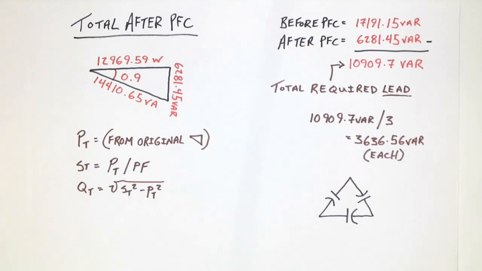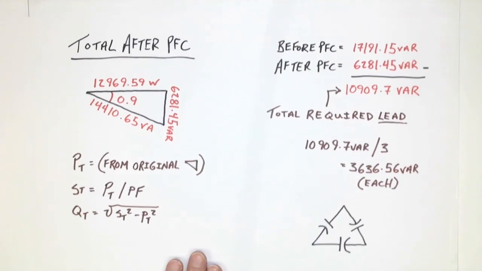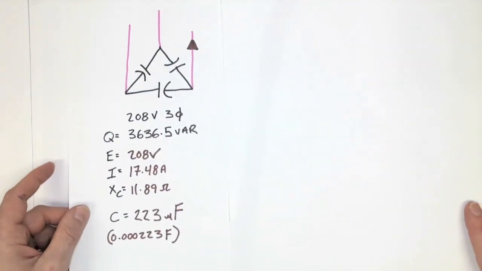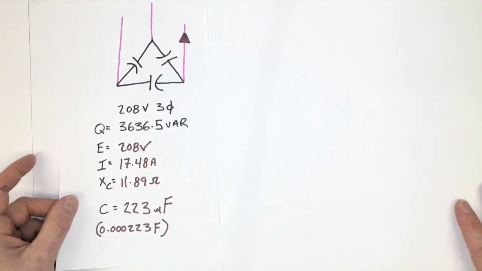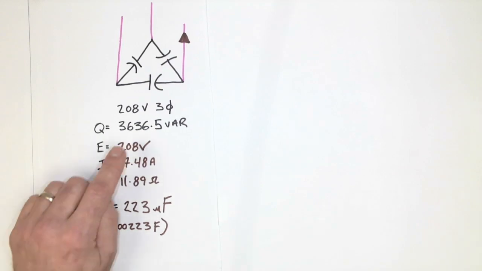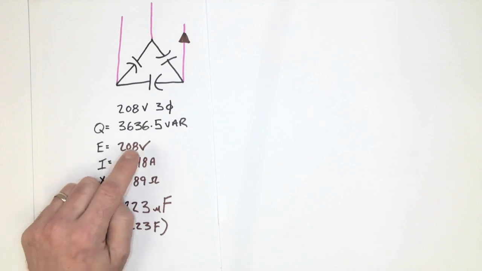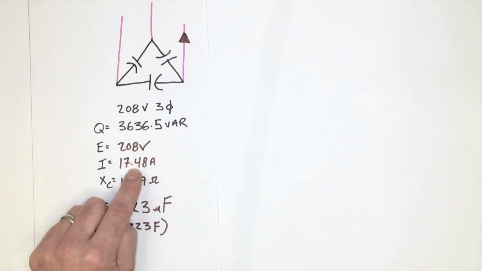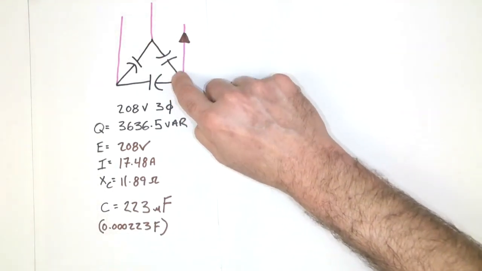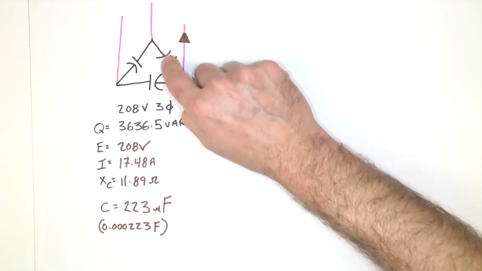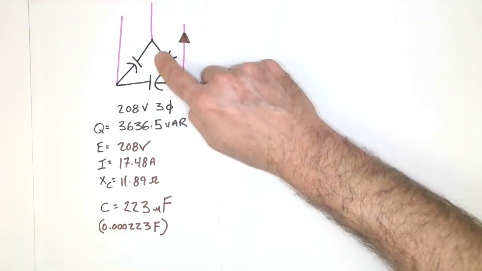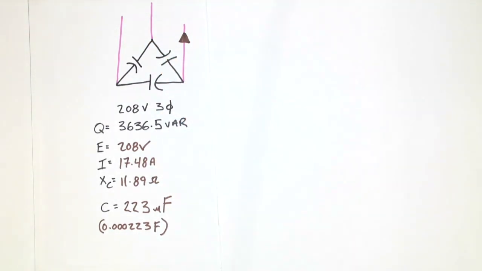So let's take a look at what the ratings will be then for my individual capacitors in my delta capacitor bank. So here's my delta bank. We already determined that it's going to be 3636.5 VAR. I know that it's a 208 volt 3-phase system, which means when I apply the voltage, I get 17.48 amps. Now remember, the VARs here was the VARs for an individual capacitor. The voltage was the voltage across the individual capacitor, meaning that the current that I calculate is indeed the phase current flowing through a single capacitor.